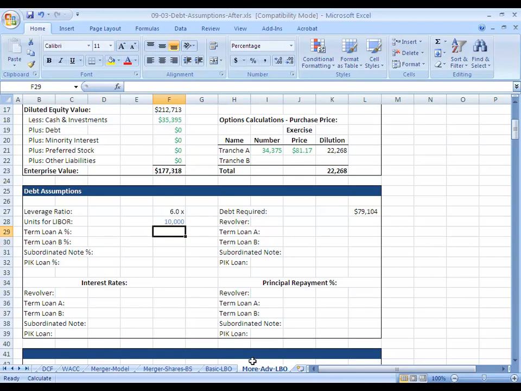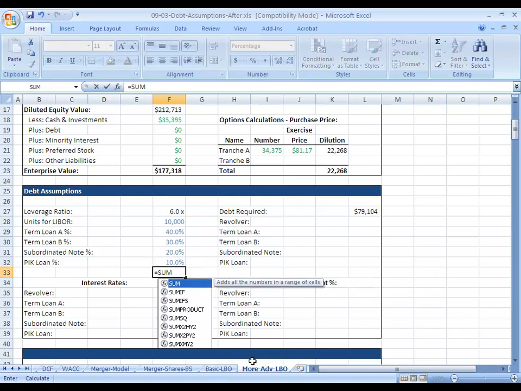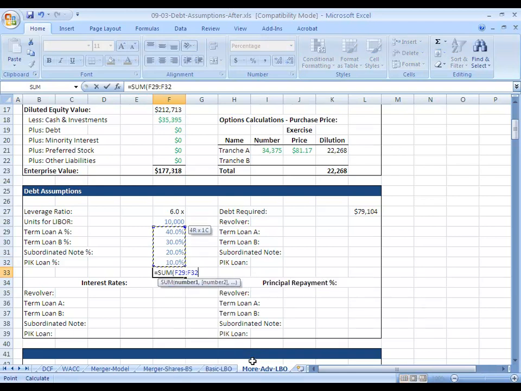So for term loan A, I'm going to say 40%. Term loan B, I'm going to say 30%. And then 20% for the subordinated note, and 10% for the PIK loan. Just to check our math, let me sum that up. And we see that it comes out to 100%.